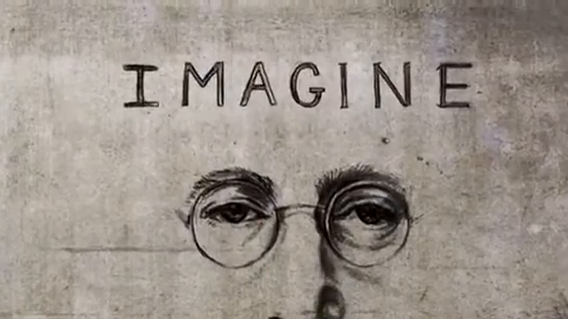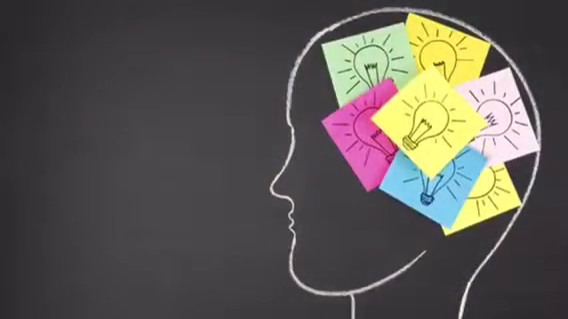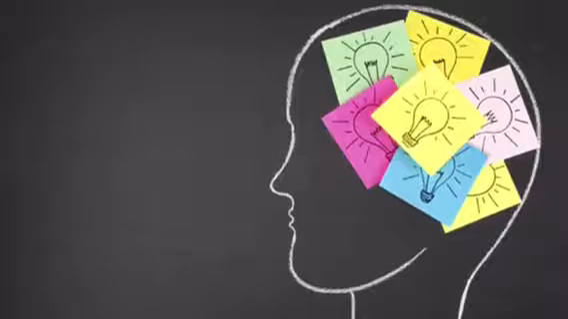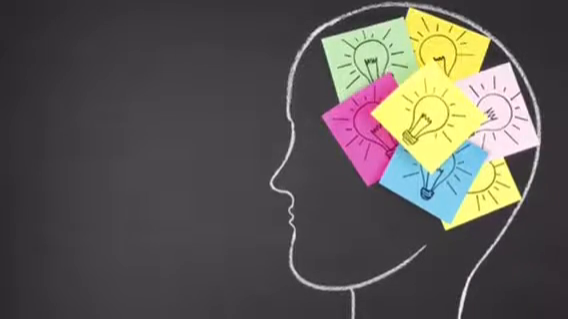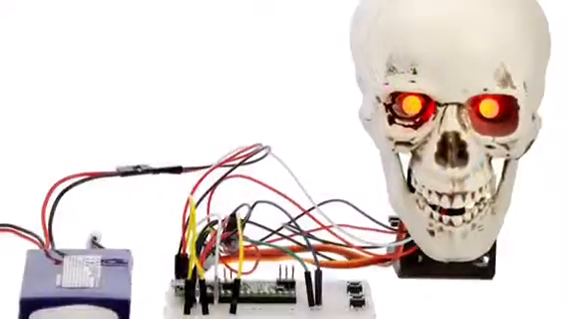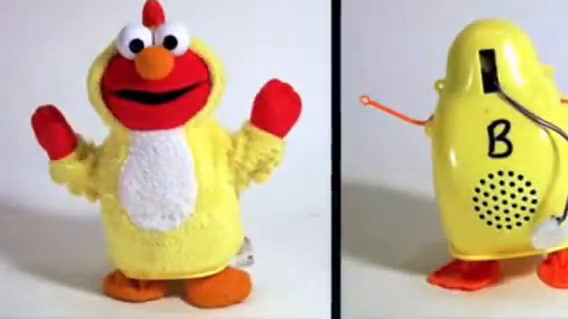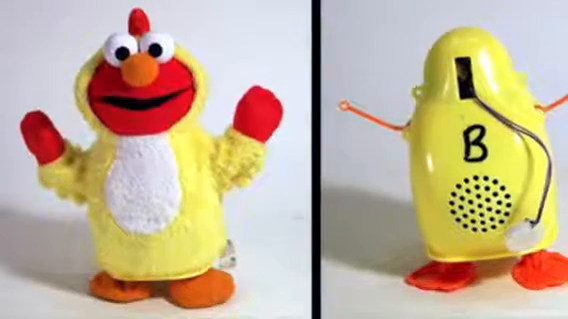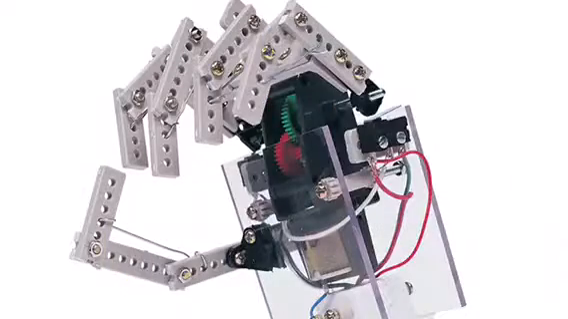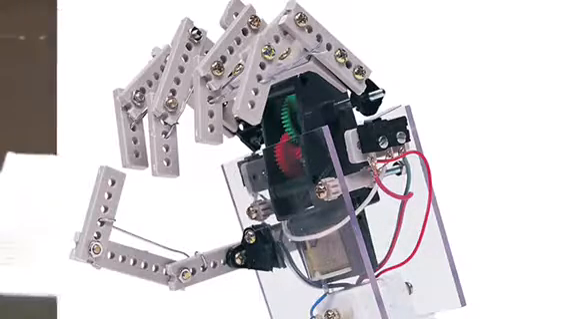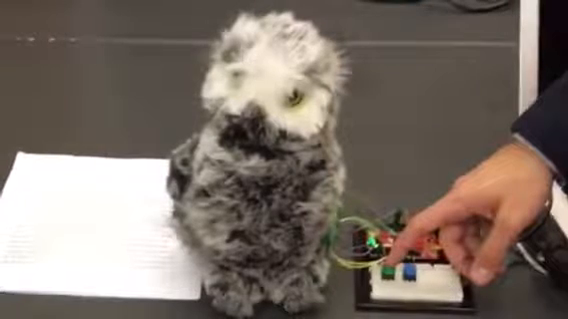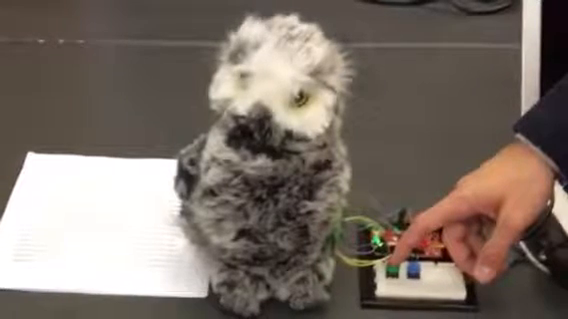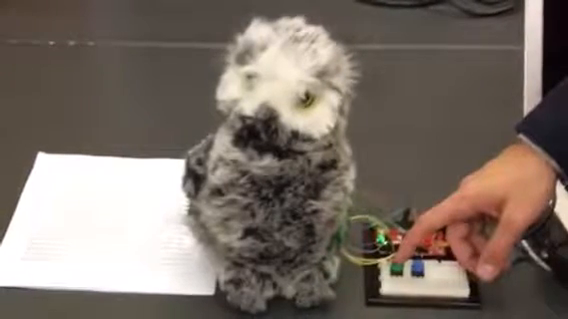So our group got together and came up with as many ideas as possible to solve the problem. And then we narrowed it down from there to find out which one we wanted to go through with. So we came up with a bunch of ideas involving moving stuffed animals, a robotic hand, and others. And what we decided to do was to make a stuffed owl that can move its neck 360 degrees.